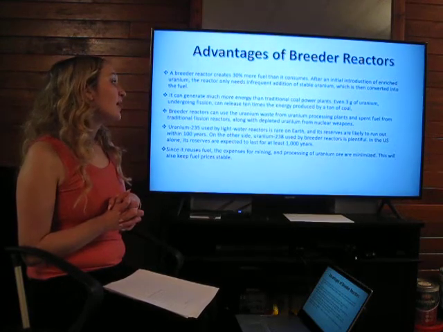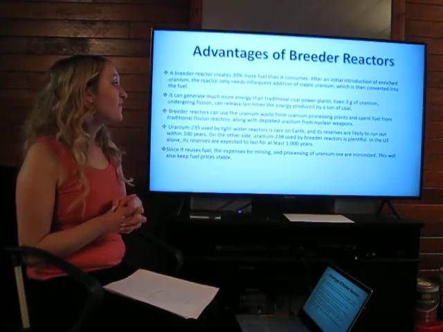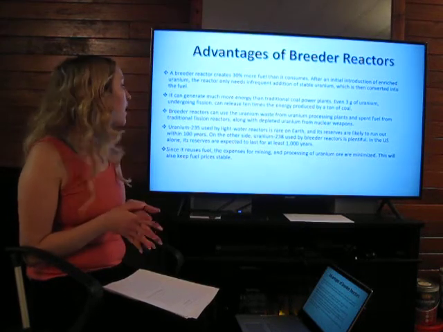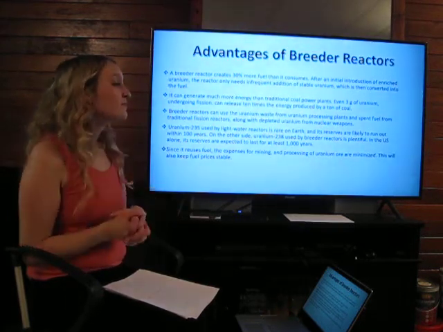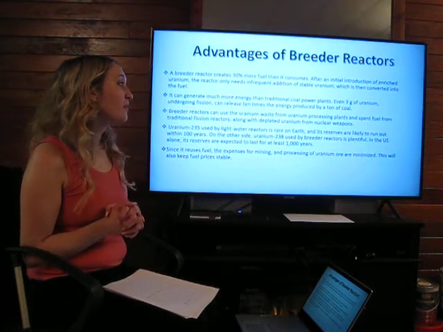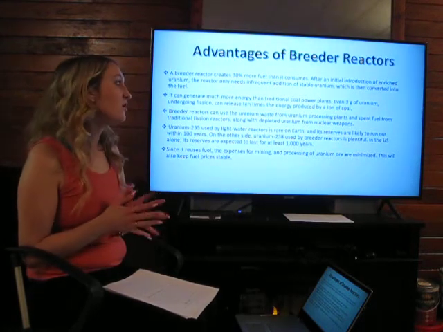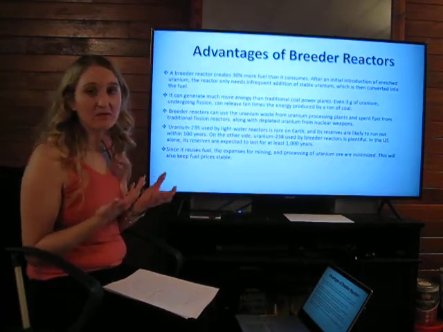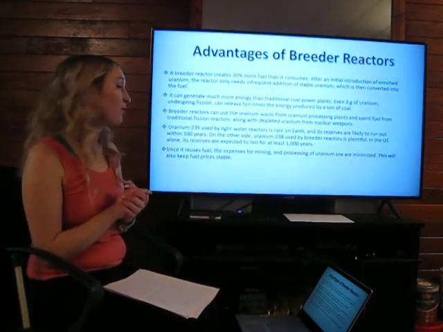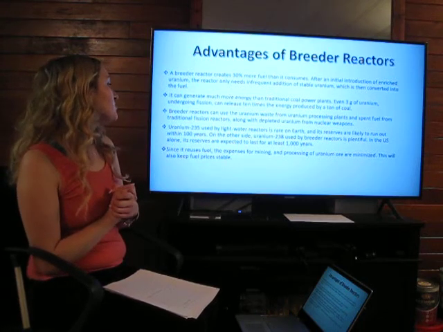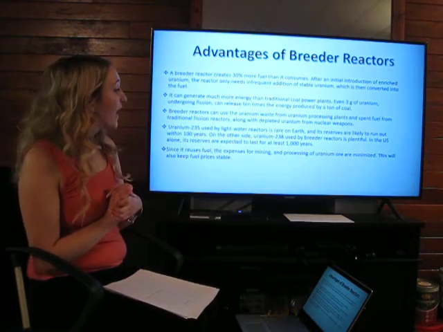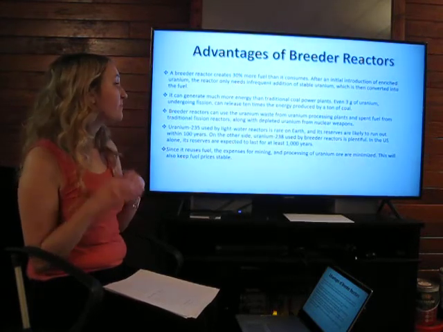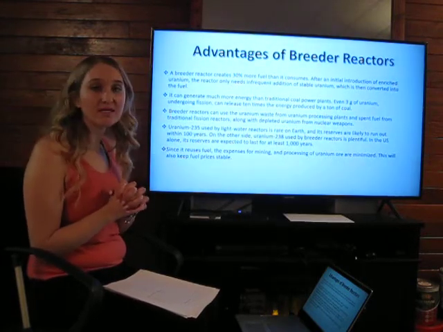Uranium-235 used by light water reactors is rare on Earth, and its reserves are likely to run out within 100 years. But on the other side, uranium-238, which is used by breeder reactors, is quite plentiful. In the US alone, its reserves are expected to last about 1,000 years, which is very good compared to 100. Since it reuses fuel, the expenses for mining and processing of uranium ore are minimized, and this will also keep fuel prices pretty stable.